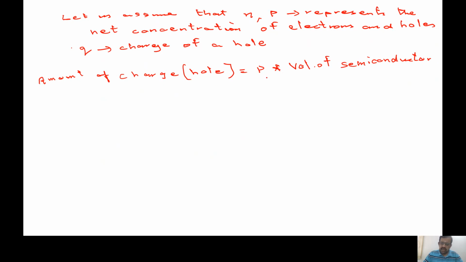So that is the, and I have to multiply with the charge of the hole, because when you multiply this number with the charge, you get the total charge. So the amount of charge is actually the number of holes times the charge of a hole. Okay, so what is this volume?